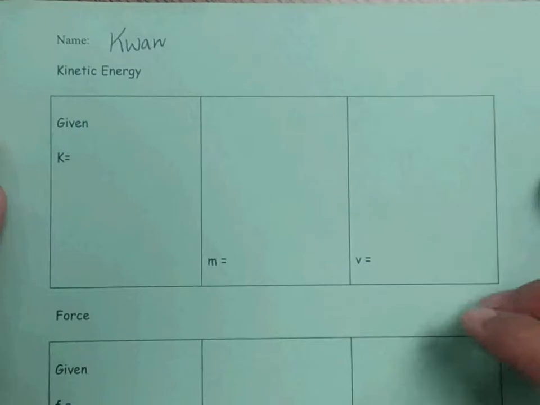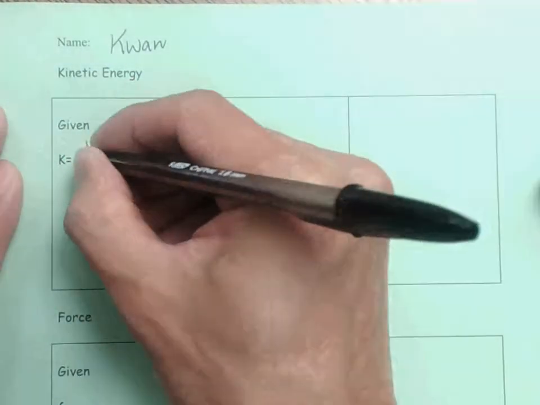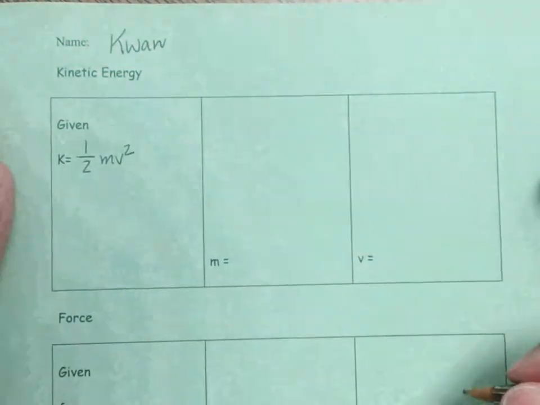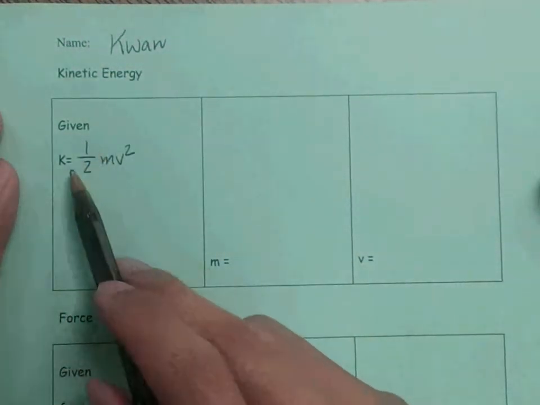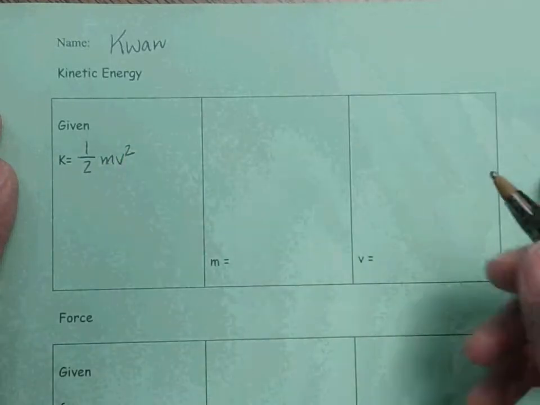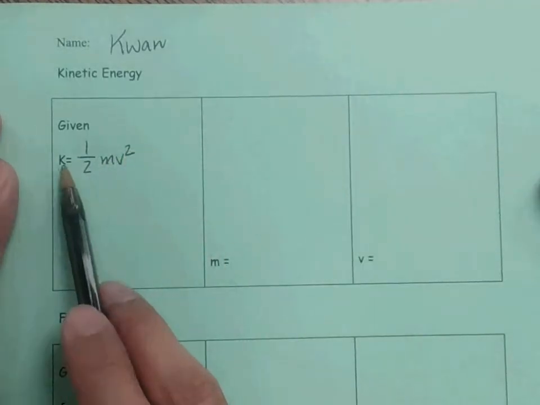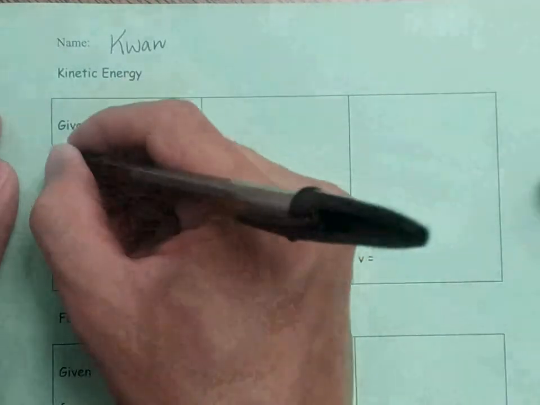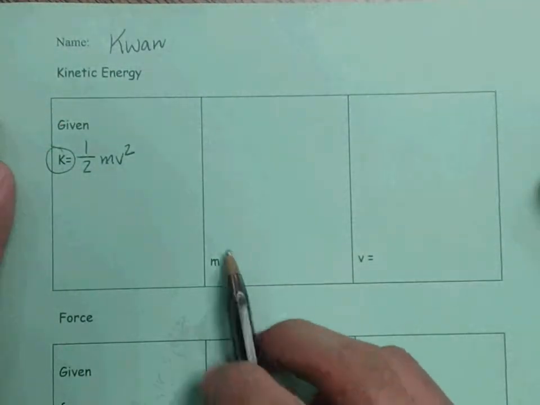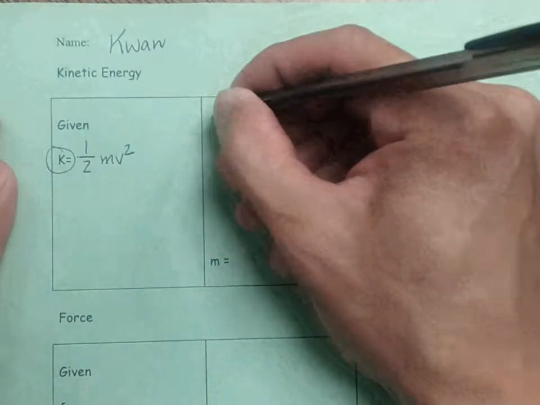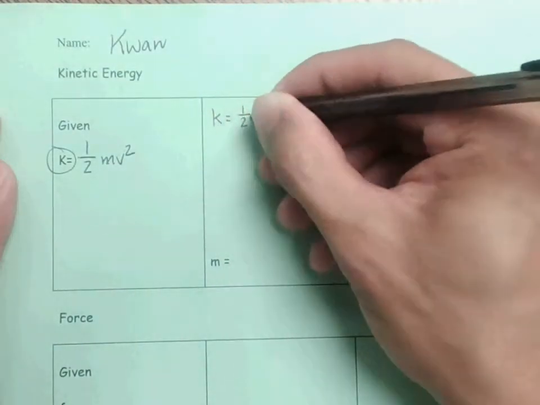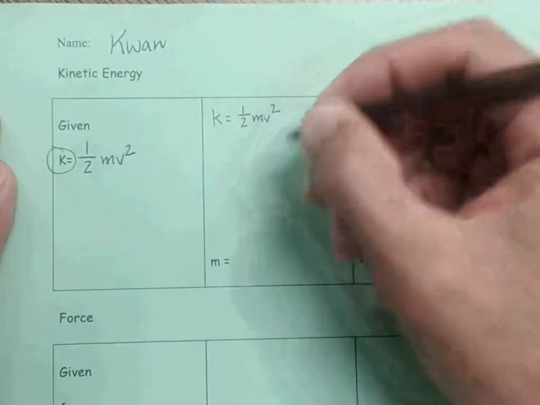Alright, so for each equation, make sure you copy the correct equation from the list. Kinetic energy is equal to 1/2 times mv squared. Notice that it's already solved for k over here. See, k is by itself. Your job is to solve it for m and v. Before you start, in order to show your work, you have to rewrite the original equation.